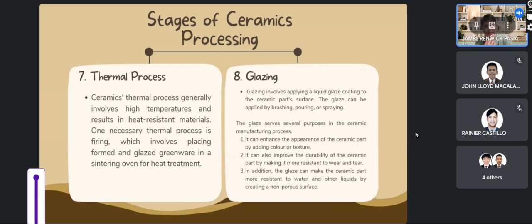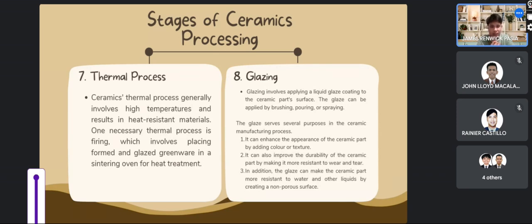The eighth step will be glazing. Glazing involves applying a liquid glaze coating to the ceramic part surface. The glaze can be applied by brushing, pouring, or spraying. The glaze serves several purposes in the ceramic manufacturing process.